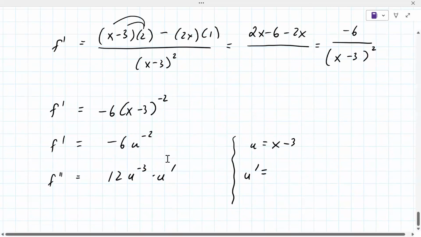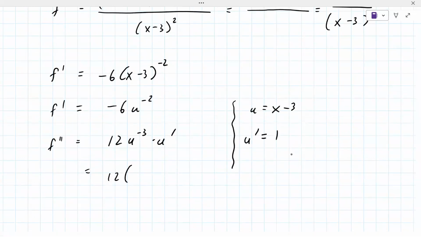U prime, can you tell me the derivative over here of this? So it'd be one, just one. Yeah. So this is 12 times x minus 3 to the minus 3 power times 1, which ends up just being 12 times x minus 3 to the minus 3 power. That's the second derivative. Almost there. Third derivative.